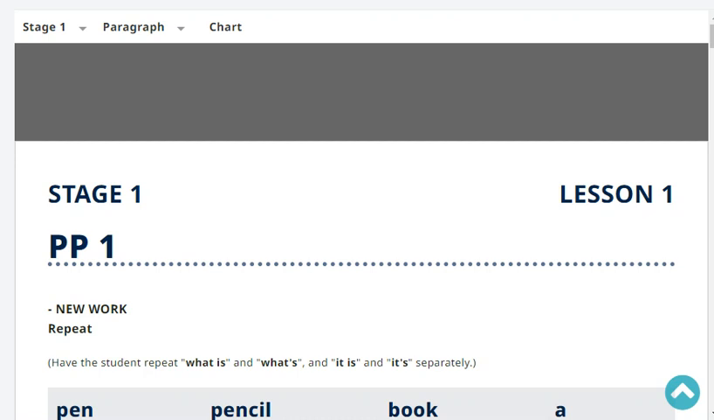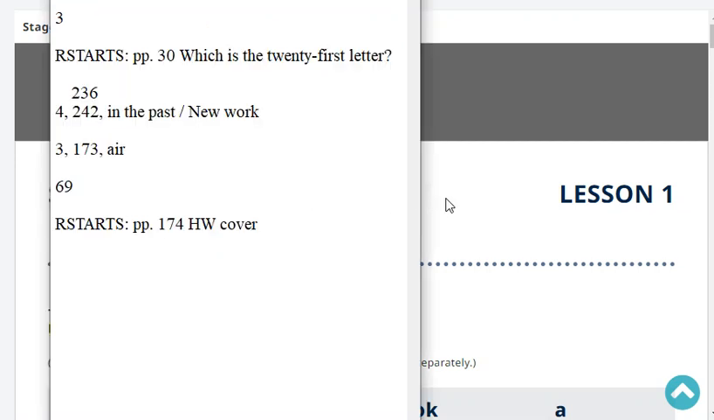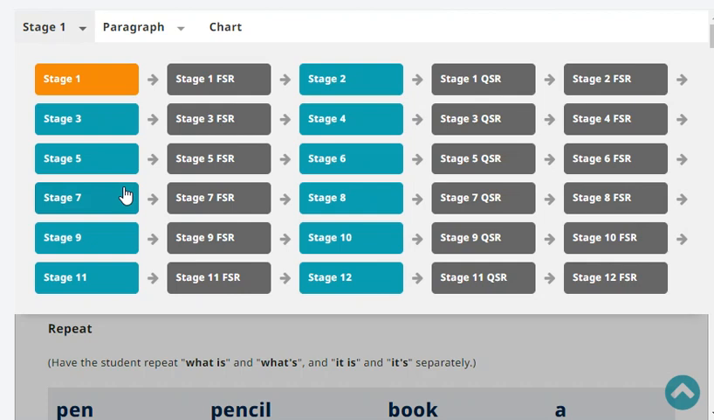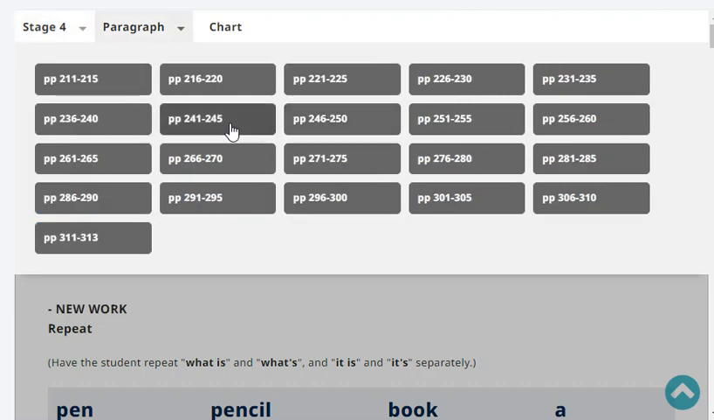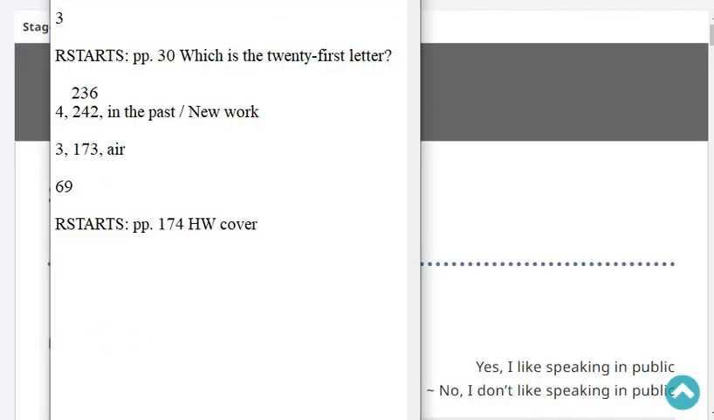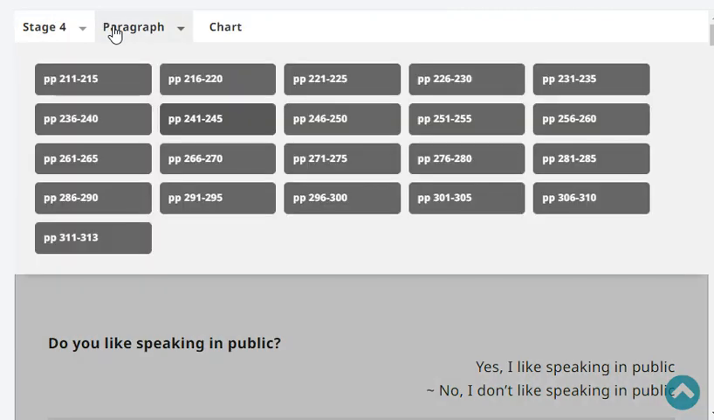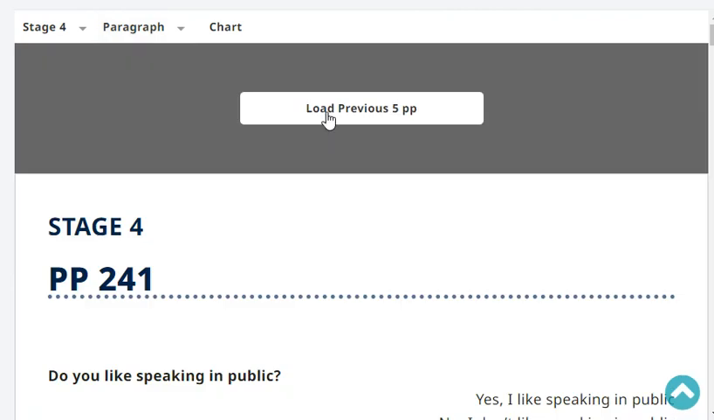So our progress report is we are on stage 4, paragraph page 242. Okay, and our last headword was in the past, in the new word type of lesson. Okay, let's start with our revision.